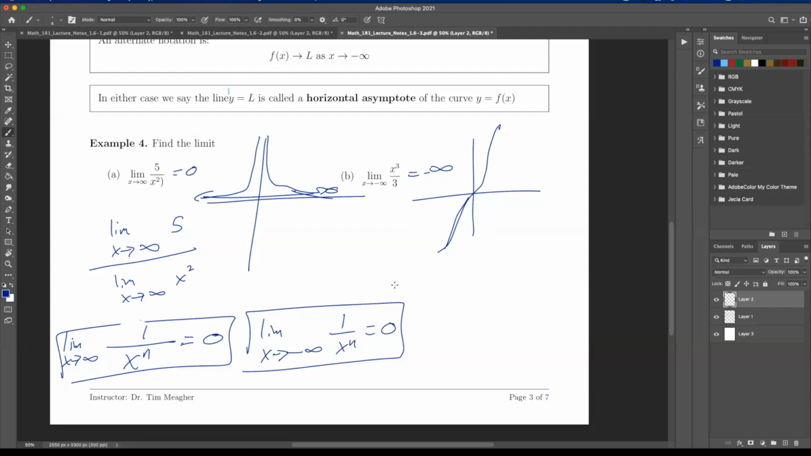And so what you have here is, the limit as x approaches infinity of x to the n is equal to infinity, right? And then the limit as x approaches minus infinity of x to the n equals either infinity if n is even, or minus infinity if n is odd. And so here our n is odd, so this would be minus infinity.